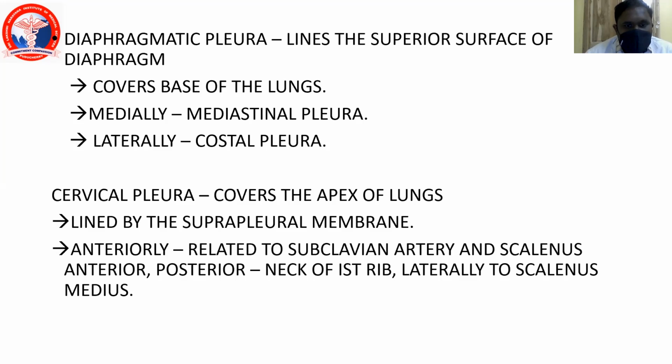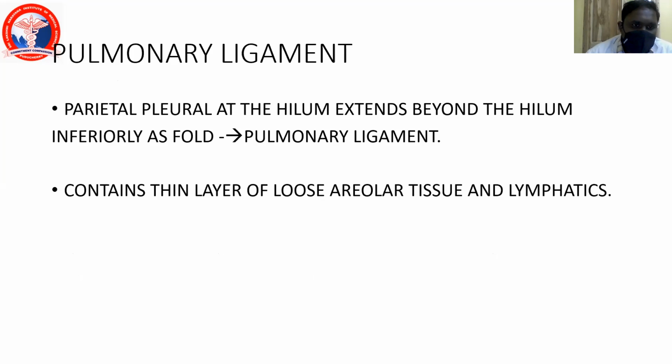Cervical pleura covers the apex of the lung, lined by the suprapleural membrane, anteriorly related to the subclavian artery and the scalenus anterior, posteriorly the neck of the first rib, laterally the scalenus medius muscle. Pulmonary ligament: the parietal pleura extends beyond the hilum inferiorly as a fold. The pulmonary ligament contains a thin layer of loose areolar tissue and lymphatics.